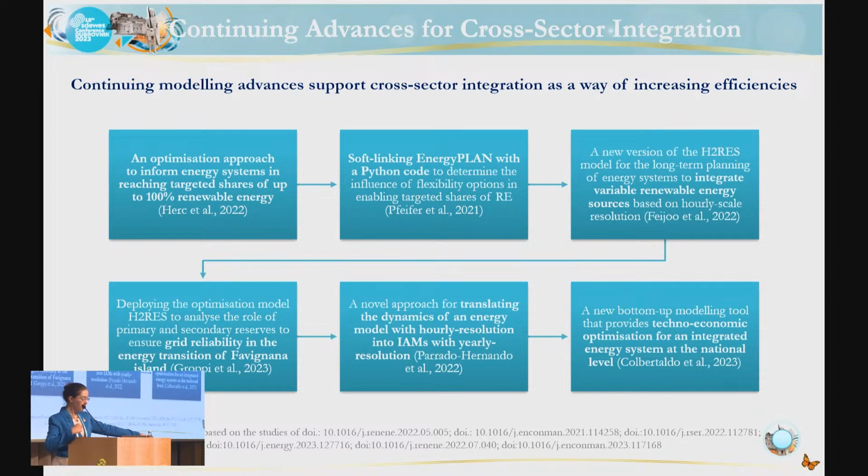for the long-term planning of energy systems with high share of variable renewable energy, and also supporting cases for the energy transition. And what we can call perhaps a hybrid model is a novel approach for translating dynamics of the energy model with hourly resolution into integrated assessment models with yearly resolution based on the capacity factors, and other emerging approaches.